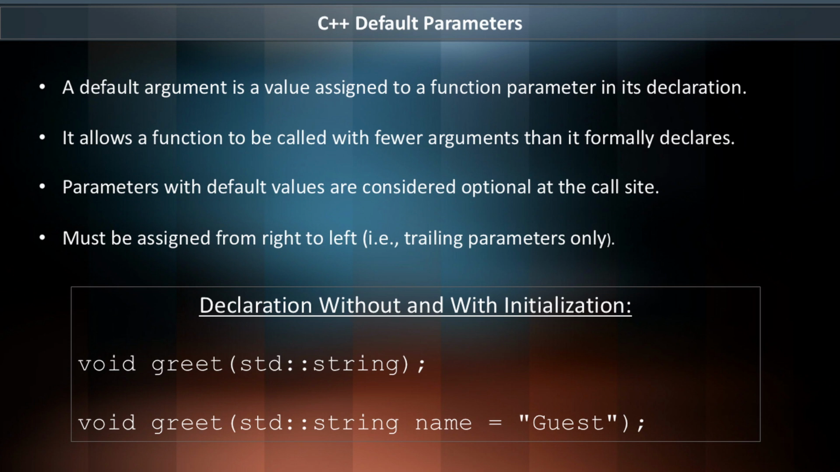So what are we talking about? We're talking about C++ default parameters. It's not something you can do in C. You'll know it right away when you see a function declaration with an equal sign in it. And basically what it means is your function arguments can be defaulted to a value right in the declaration itself.